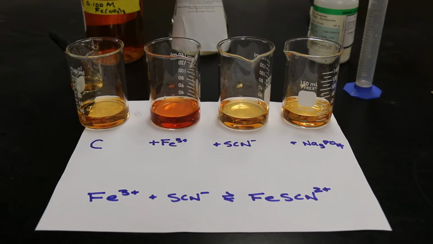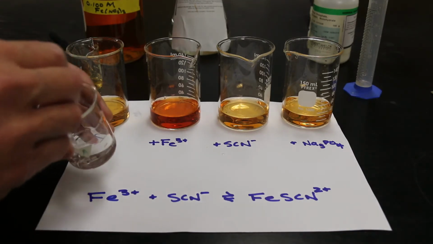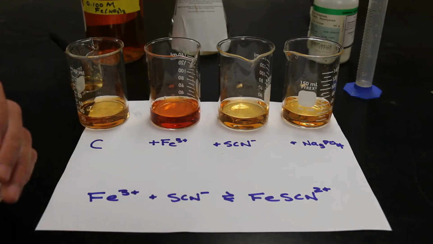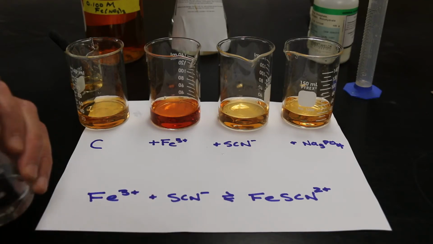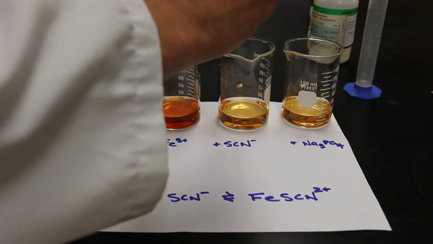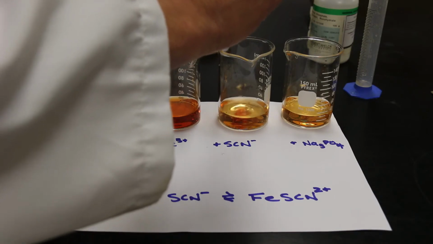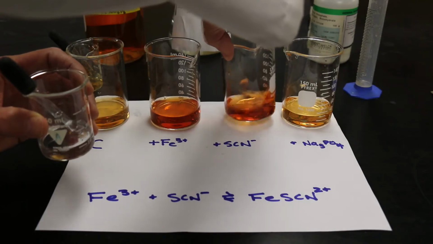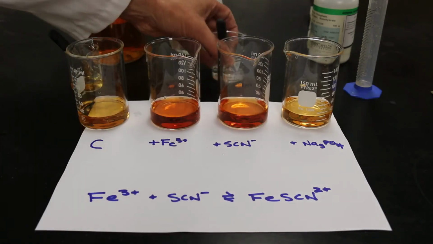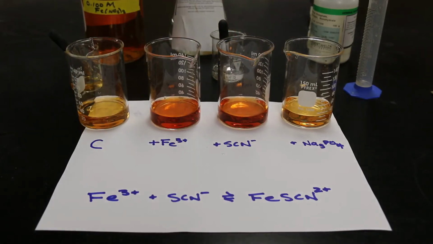What would we expect to happen if we add potassium thiocyanate, KSCN, to this one? Well, since SCN- is also a reactant, we would expect a similar response. And that's exactly what we see. We see that this solution becomes darker as we produce more of the iron(III) thiocyanate complex.